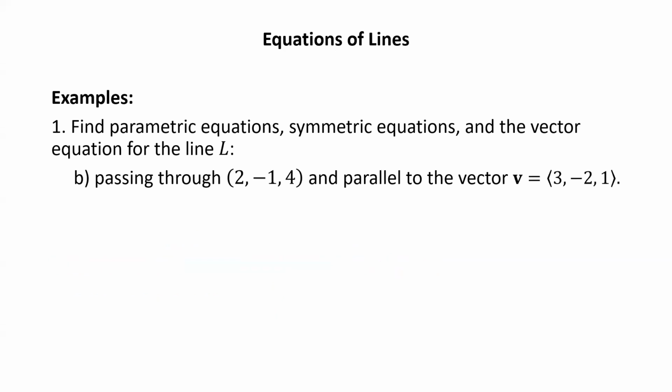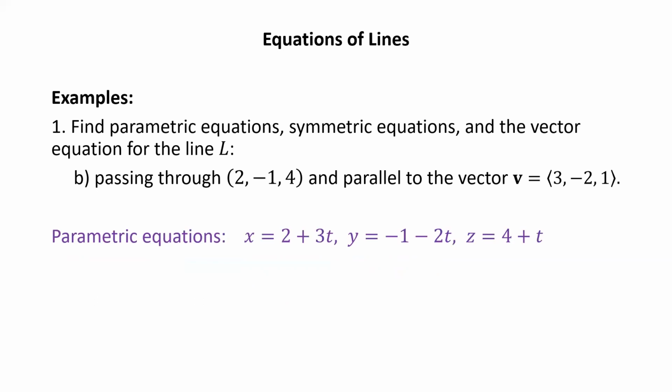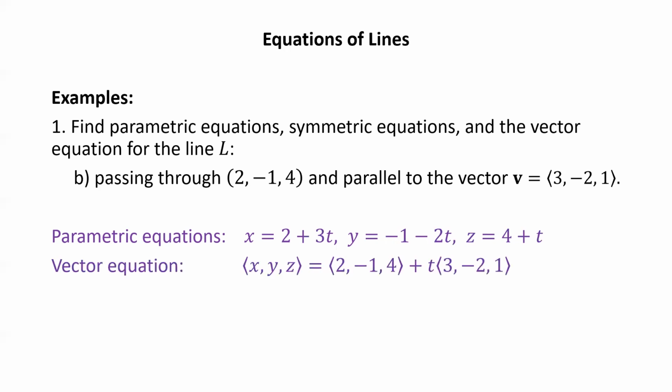Okay, next let's do the same thing for the line L passing through the point (2, -1, 4) and parallel to the vector v equals (3, -2, 1). The idea is the same. The parametric equations are x equals 2 plus 3t, y equals -1 minus 2t, z equals 4 plus t. The vector equation is the vector (x, y, z) equals the vector (2, -1, 4) plus t times the vector (3, -2, 1). And once again, we get the symmetric equations by solving each of the parametric equations for t, and we get (x minus 2) over 3 equals (y plus 1) over -2 equals (z minus 4) over 1.